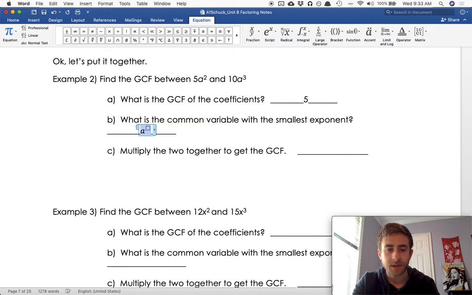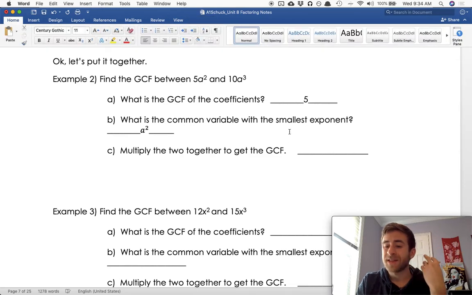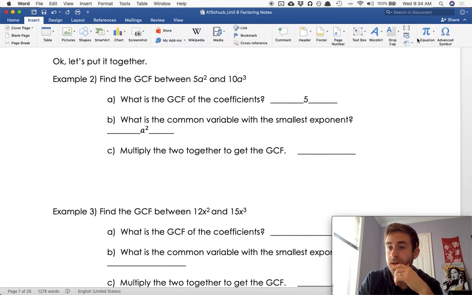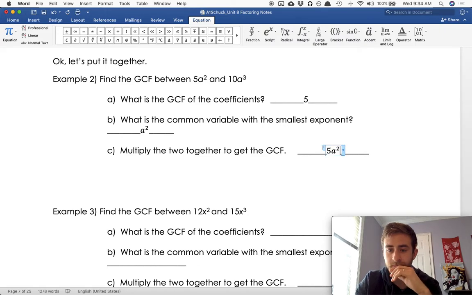It is going to be an a squared because it's the common variable with the smallest exponent, a squared, that's it. And then to get the total GCF, you just put them together: 5a squared. So what I'm going to get is 5a squared. And we'll write it with the equation over here, 5a squared.